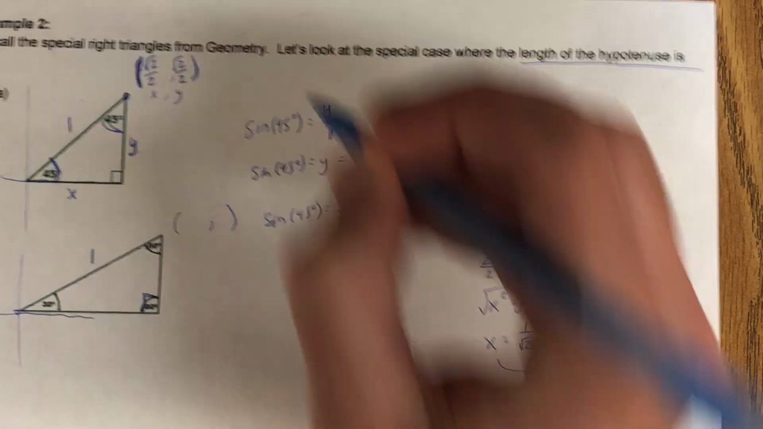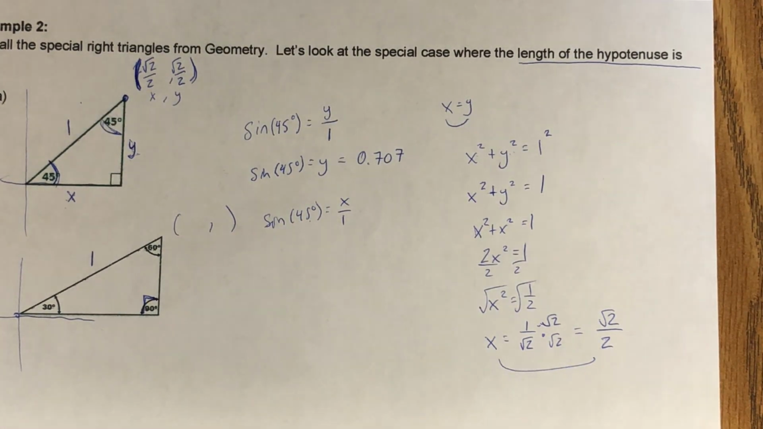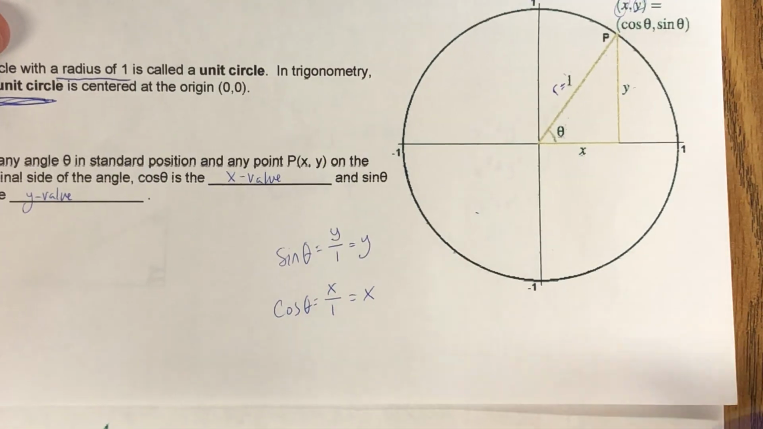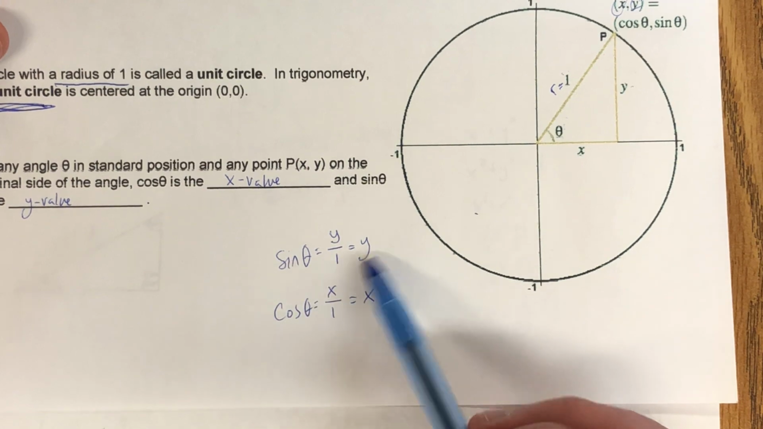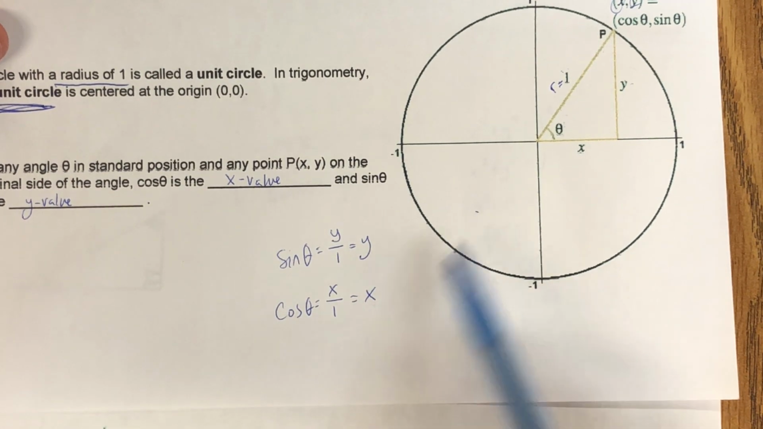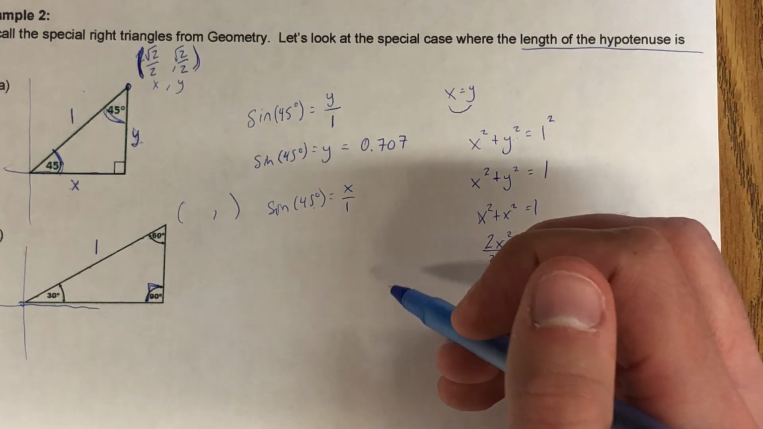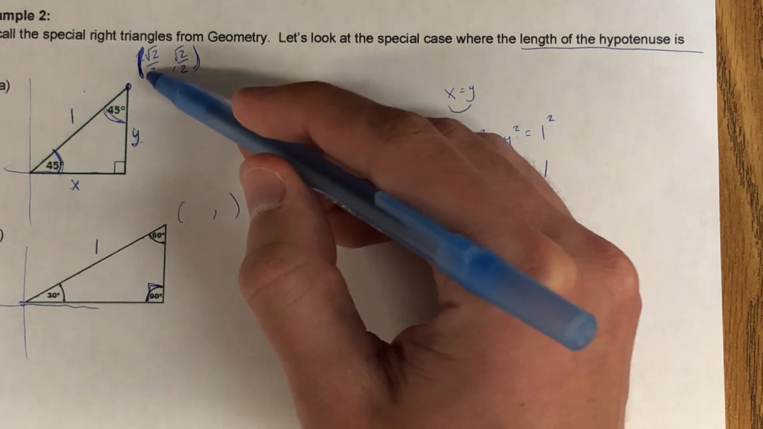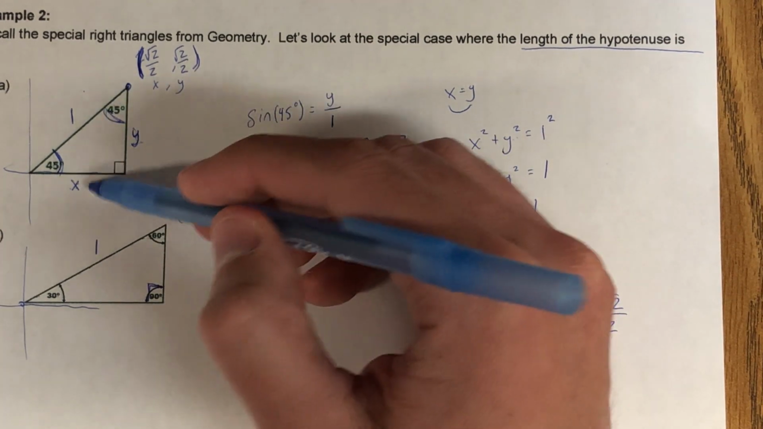So what that means, in thinking about our unit circle, is that since sine of theta equals y and cosine of theta equals x when we're thinking about the unit circle, sine of theta, or sine of 45 degrees, is root 2 over 2, as well as cosine of 45.